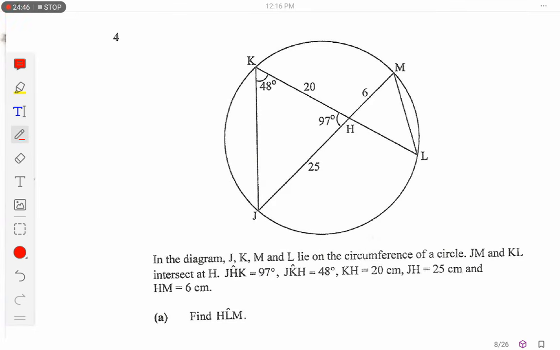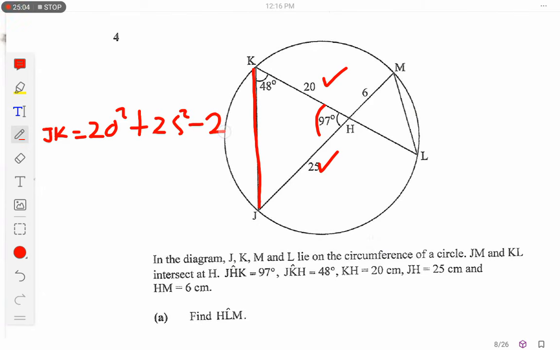We want to find JK. So this is the side that we are looking for. We have this side, we have this side, and we can use this angle. So I can say JK squared is equal to 20 squared plus 25 squared, then minus 2 times 20 times 25, then cos 97 degrees.